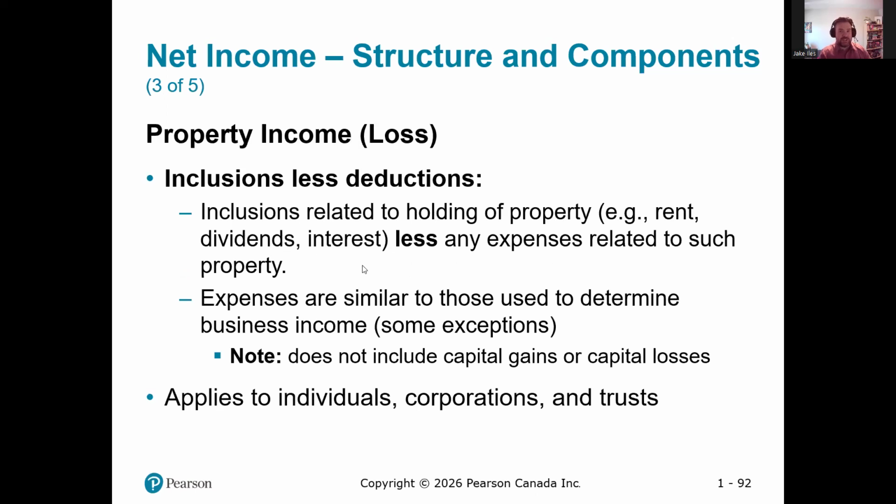Property income just depends on who owns the property, can also be individuals, corporations, and trusts. Property income is most often rent, dividends, or interest, but it can be other types of income like royalties and license fees. Expenses are similar to those used to determine business income, but there's usually fewer of them because it doesn't usually cost as much to maintain property income.